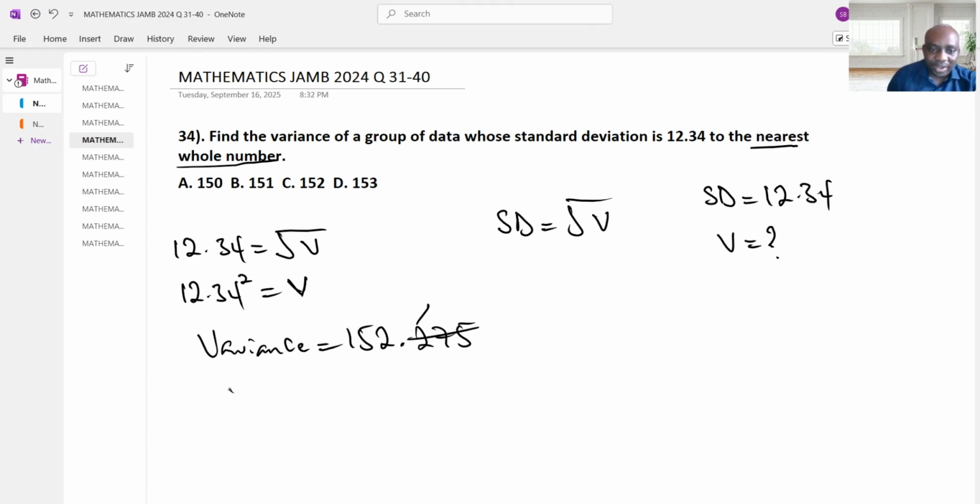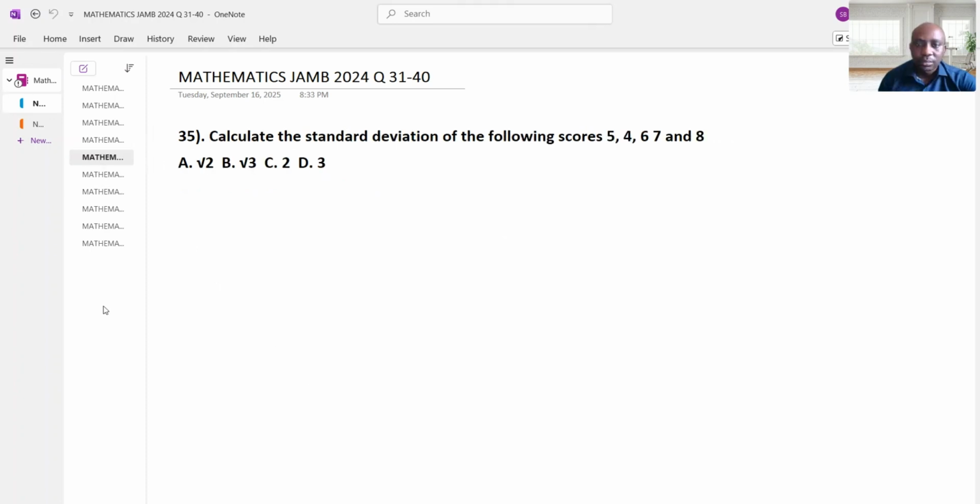And write our final answer, 152. Do we have 152 there? Yes, option C. Our correct answer is what? Option C. Let's move to the next question.